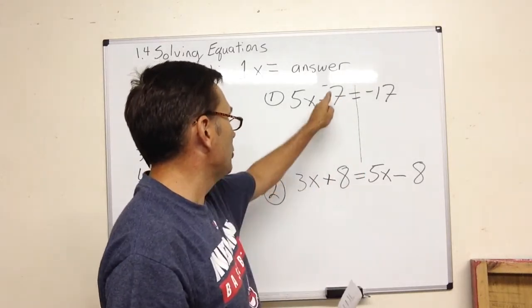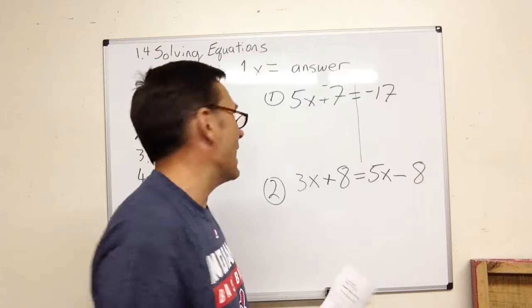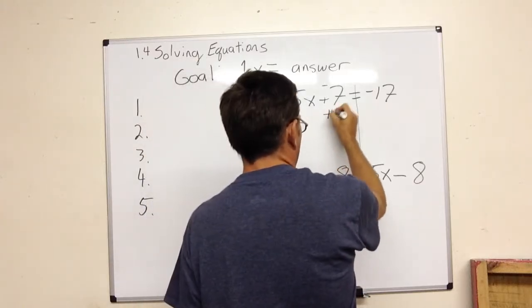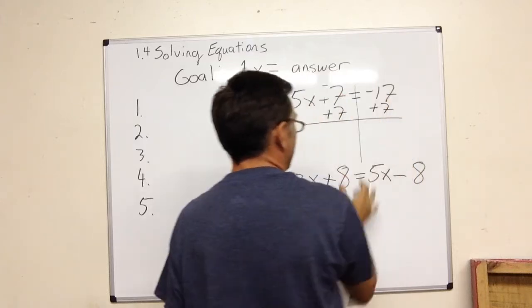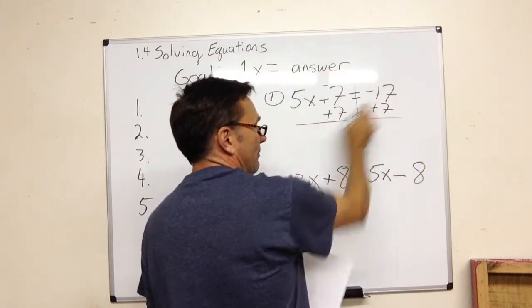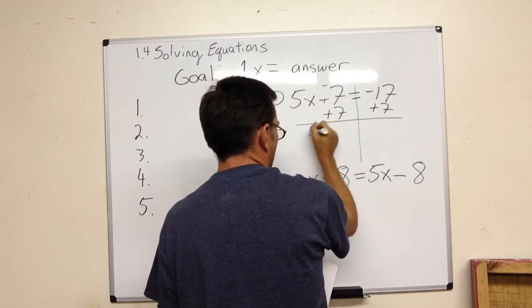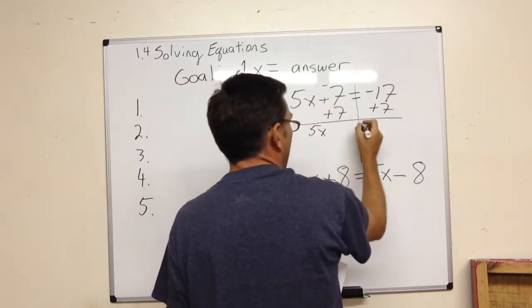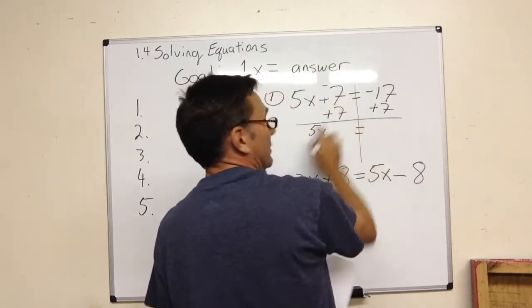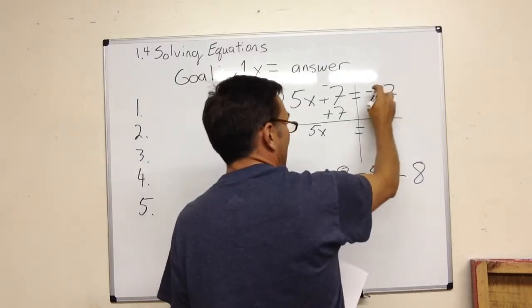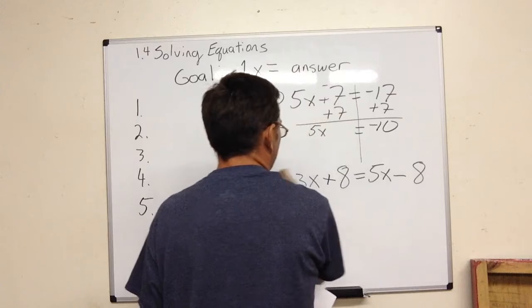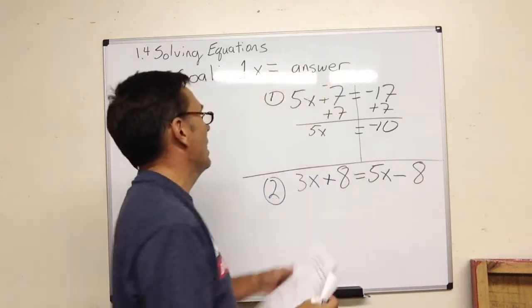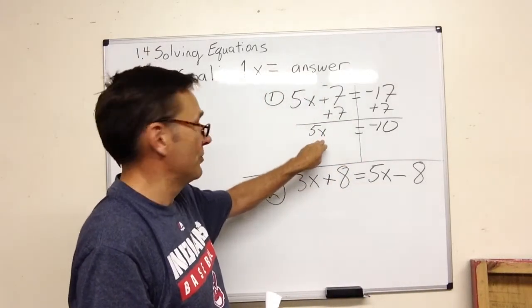So in order to undo a negative 7, we add opposites. Plus 7 to both sides. And add down. As you see, plus 7 on the left, plus 7 on the right. Nothing to do with the 5x. Carry that down. This cancels out, and negative 17 plus 7 is negative 10. Now, I have the x's all isolated by themselves.